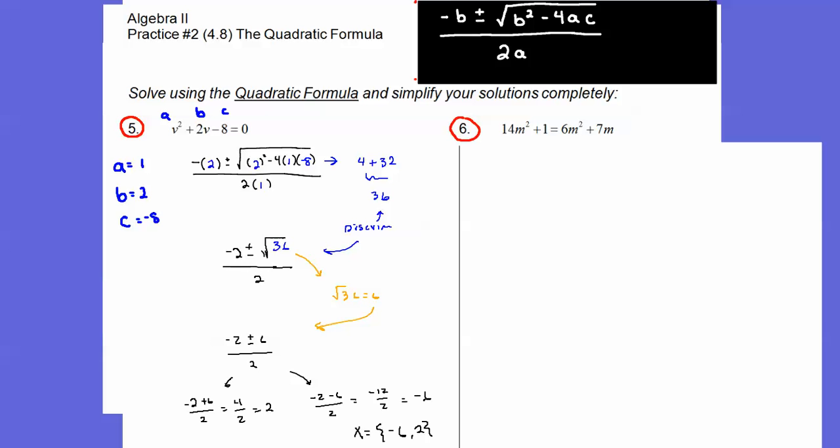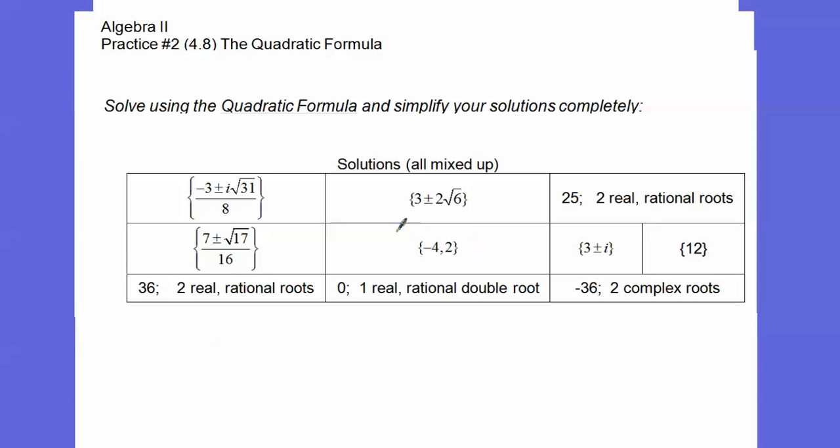If we look at our answer key, I just found a mistake here, I apologize. -2 minus 6 is actually -8 over 2. This is actually going to equal -4. So I would end up with -4 and 2 as my results. Now if we were to go look at our answer key, we will see here we have -4 and 2. This is going to be the solution for problem number 5.